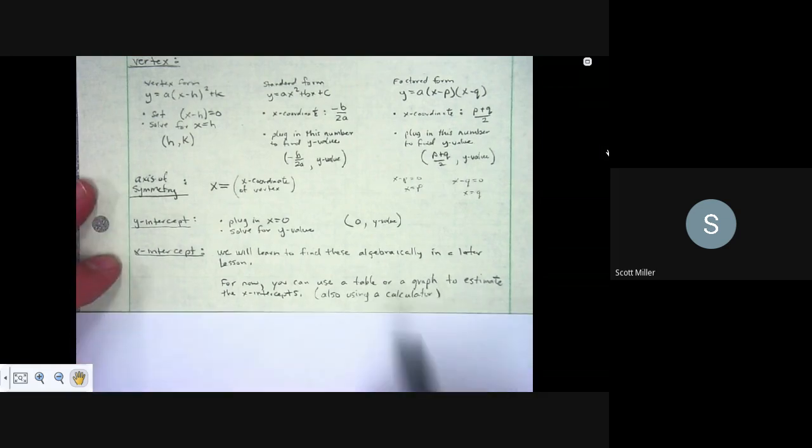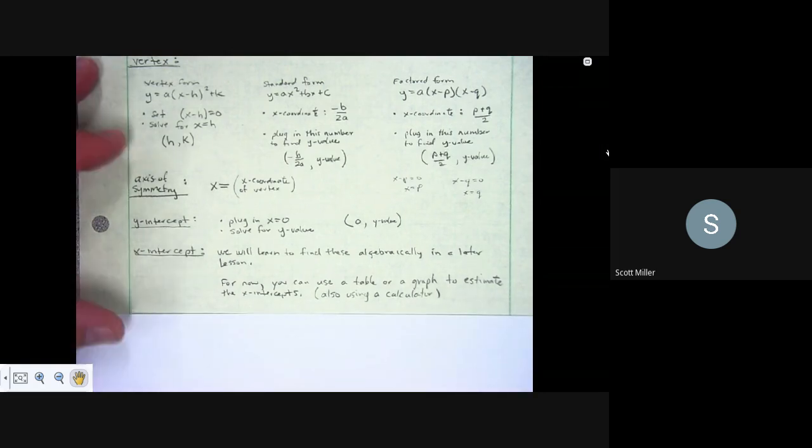And if you need that, there should be a video in your important information that talks about how to find the zeros on a calculator. I'll also show you in class. So that's what we did last time. We talked about all this kind of stuff. You graphed these things out and found this information.